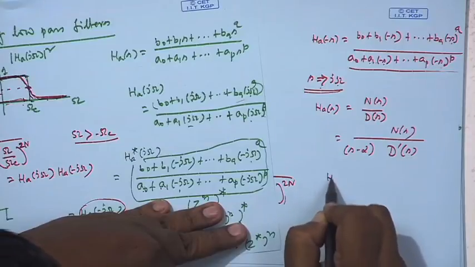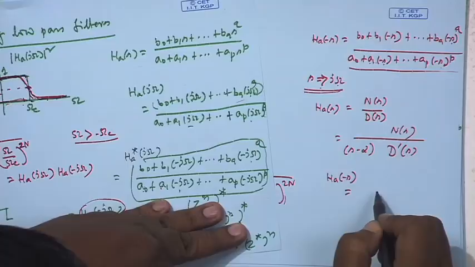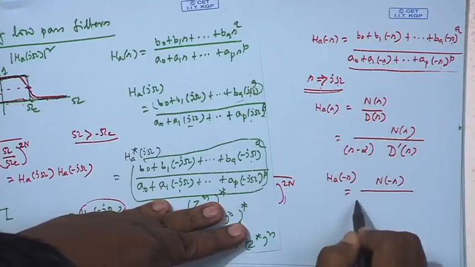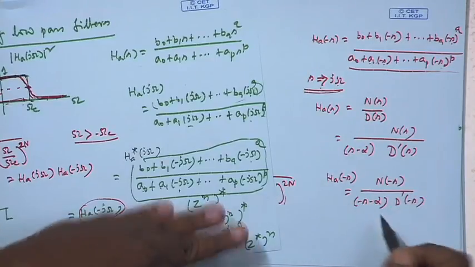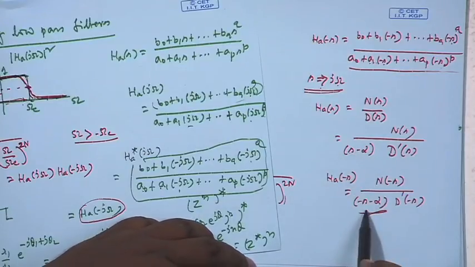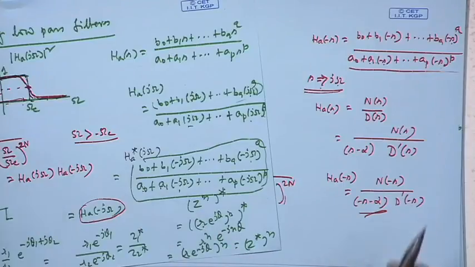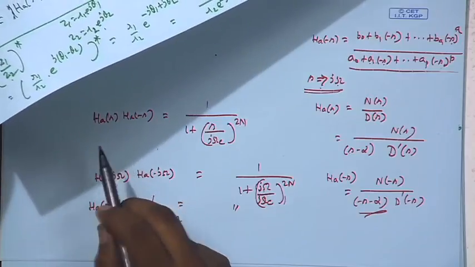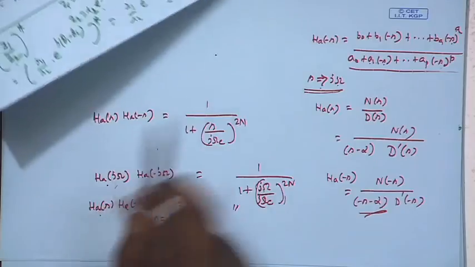How about H_a(minus s)? If in this function I replace s by minus s, so N(minus s) divided by minus s minus alpha here, and D prime(minus s). So, this factor, earlier it was giving a pole at s equal to alpha, now it will give a pole at s equal to minus alpha. Which means if H_a(s) has a pole at s equal to say any value, say alpha, H_a(minus s) will have a pole at minus alpha.